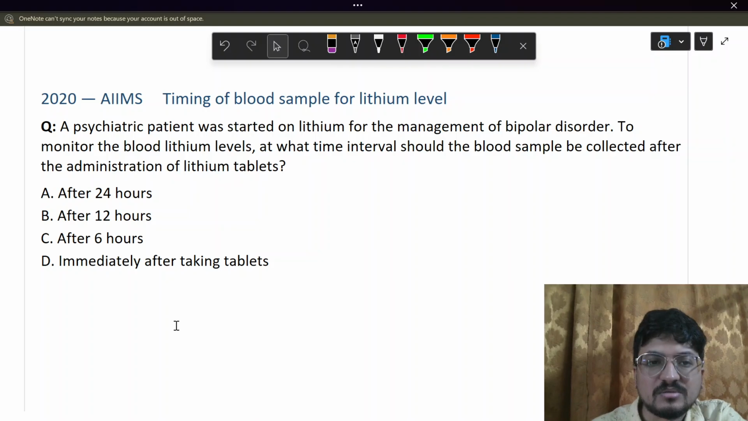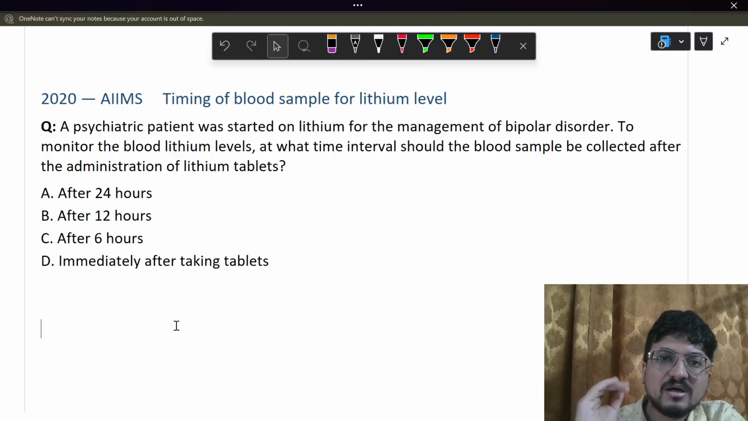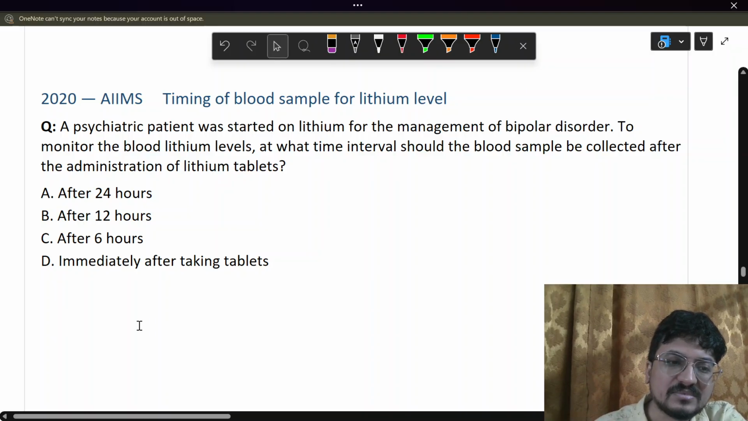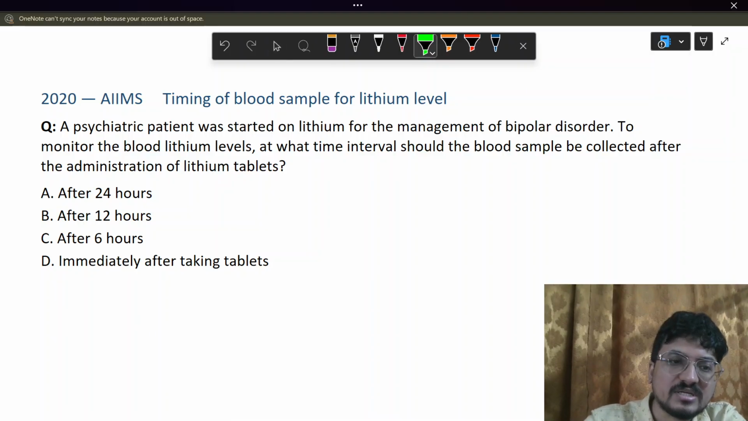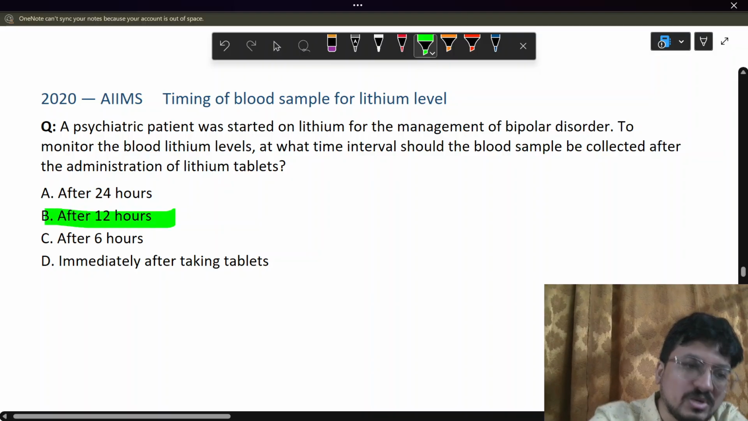Now, why is this important? Because the lithium levels will fluctuate and we want to record the lowest lithium levels that are there. That is the trough levels of the lithium, which is usually seen after a particular gap. Now, what is that gap? That is what they're asking. So the answer is after a gap of 12 hours.